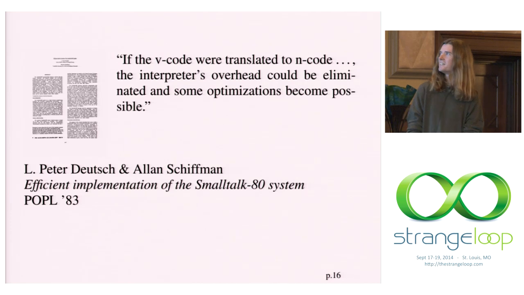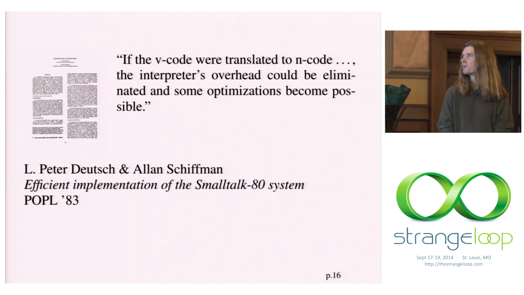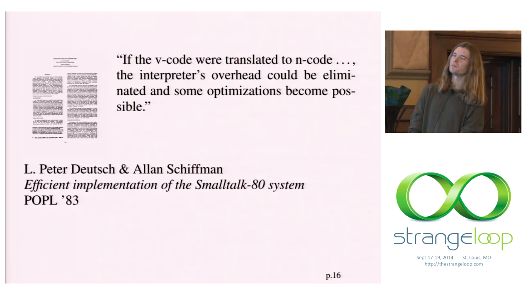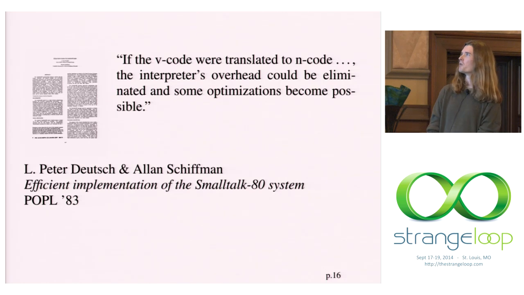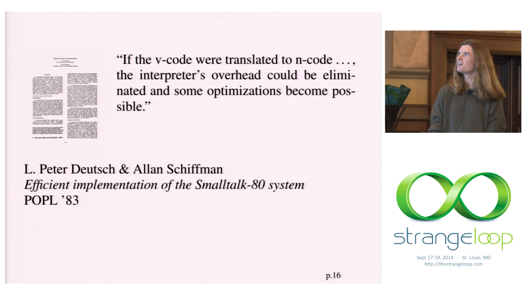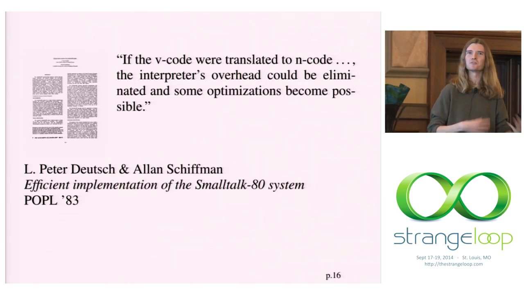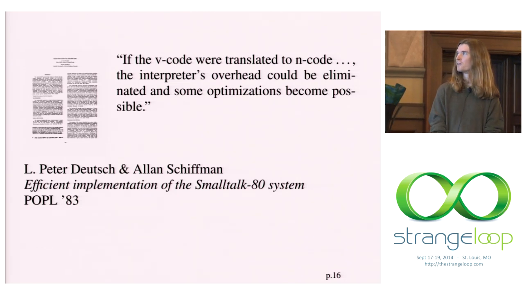But nevertheless, in the 80s, some things did happen with Smalltalk. And one of them was that we started implementing it in a way that was closer to the machine. So this is a paper from Peter Deutsch and Alan Schiffman about how to implement Smalltalk 80 efficiently. And they said, well, if the V code, so V code means the byte code, basically, so the interpreted code, if the V code in our Smalltalk system were translated to N code, which means native code, so if we compile this code, then we could eliminate the interpreter's overhead, and some optimizations would become possible. So this is basically the work that kicked off what we now know as just-in-time compilation and all the tricks which we could use to implement dynamic languages efficiently.